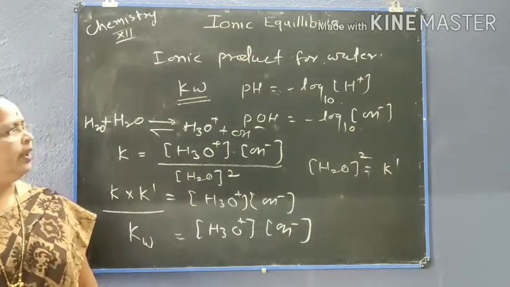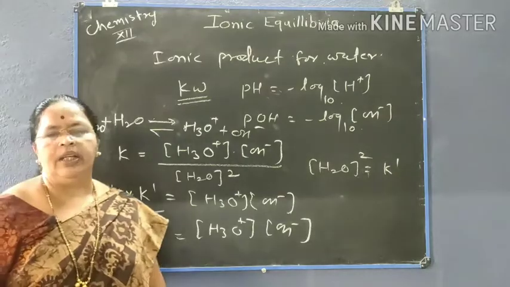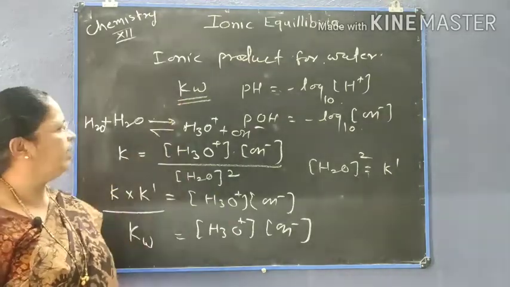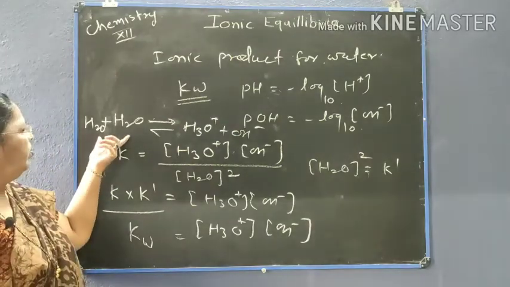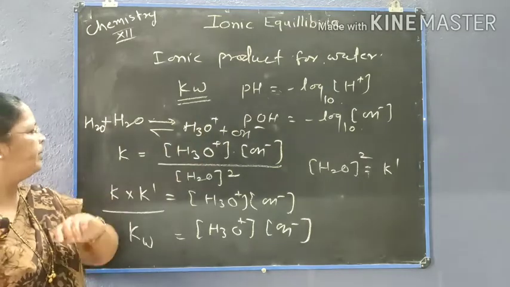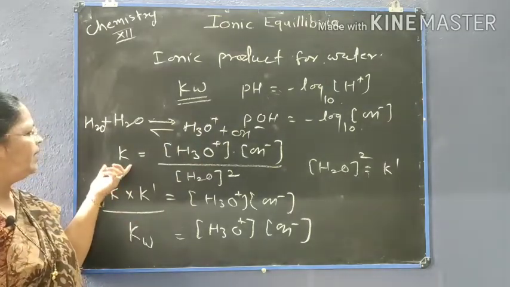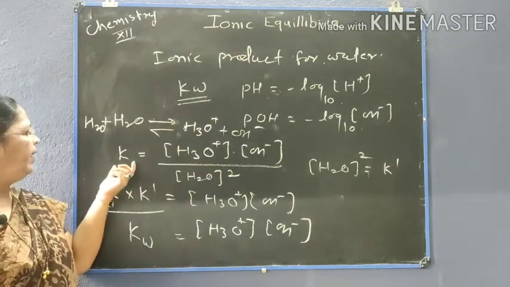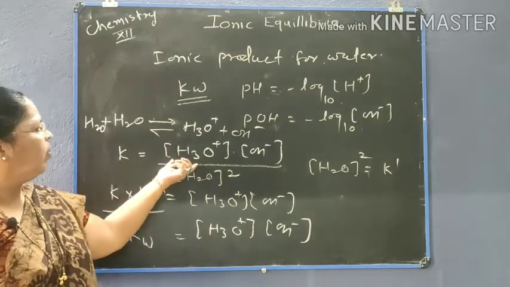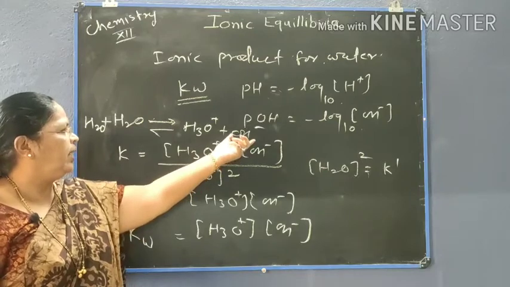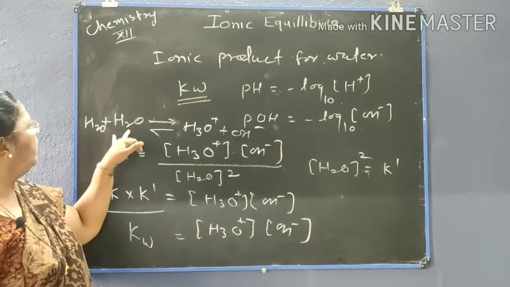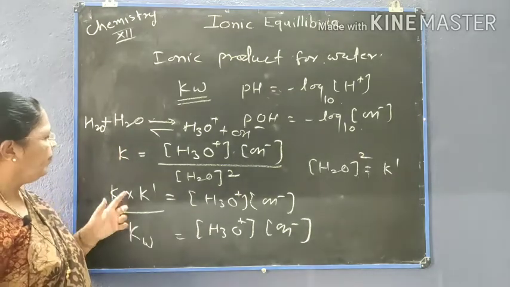Again see here, the ionic product for water is represented by Kw. How is it calculated? The dissociation of water produces H3O plus and OH minus. Apply the law of mass action to this equation. You can write K is equal to the concentration of H3O plus into the concentration of OH minus divided by the concentration of H2O into the concentration of H2O.